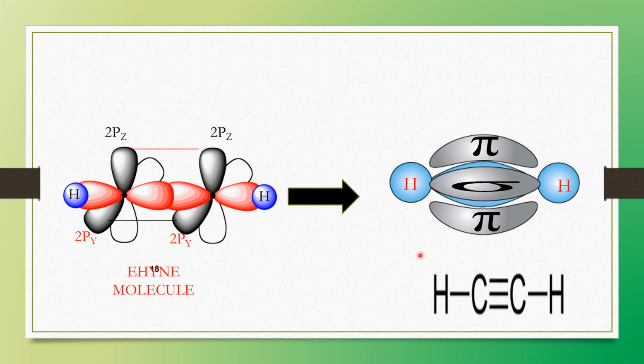This is the orbital overlap of the ethyne molecule. Look carefully, here a sigma bond is there between carbon and carbon, and two pi bonds are there. So between carbon and carbon there is a triple bond in the ethyne molecule, and the remaining sp hybrid orbital overlaps with the s orbital of hydrogen. See, this is the final shape of the ethyne molecule, or acetylene molecule.